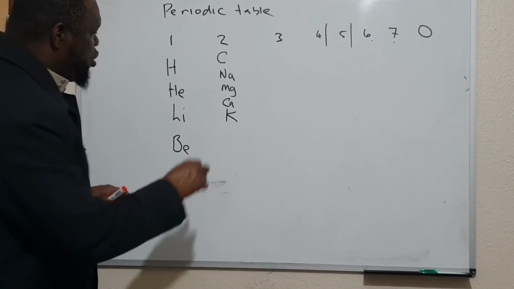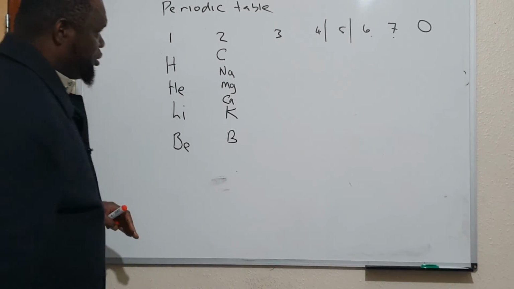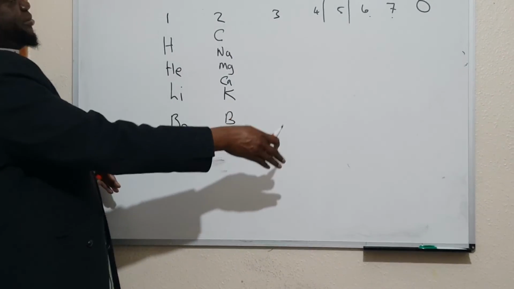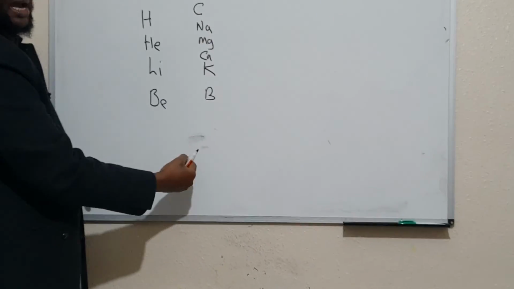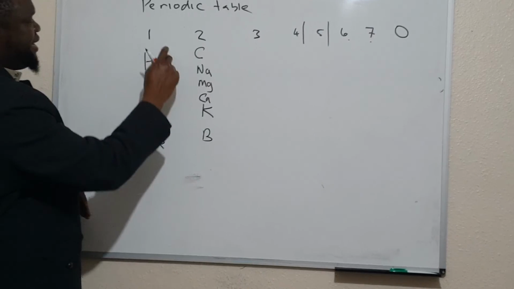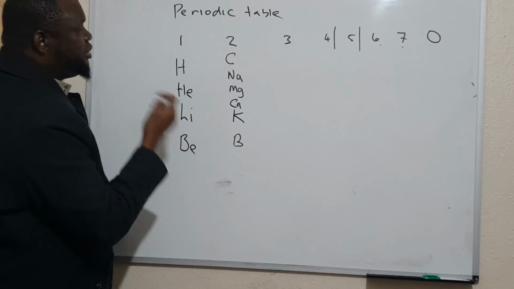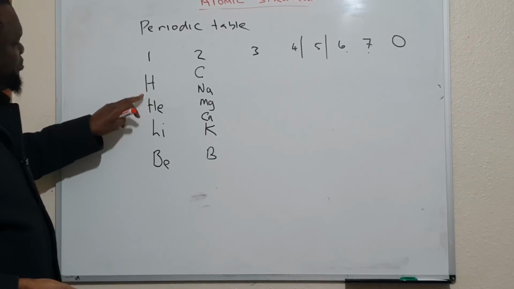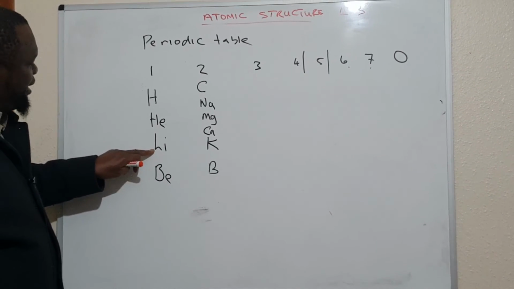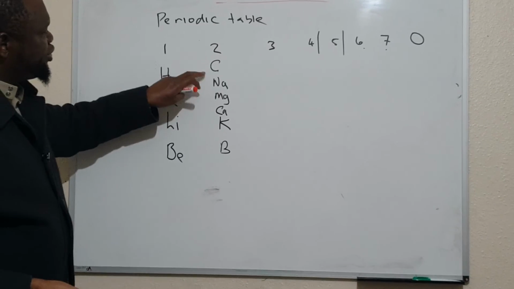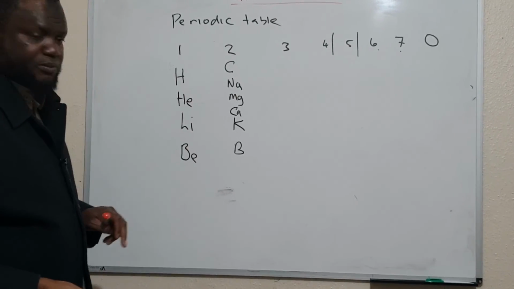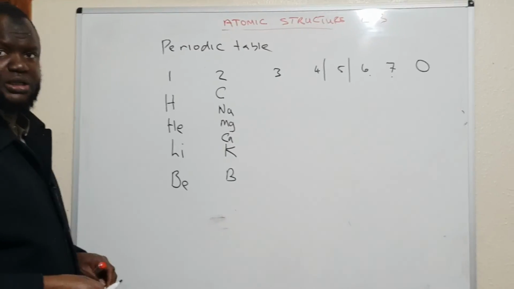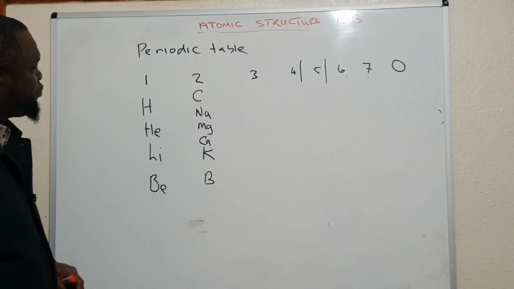Boron, B. Now I'm going to put them in the periodic table based on the number of electrons in the outermost shell. But these are the symbols of the elements. So hydrogen will be written like that, helium like that, lithium like that, beryllium like that, carbon this, sodium that, magnesium, calcium. You should know how they are written.